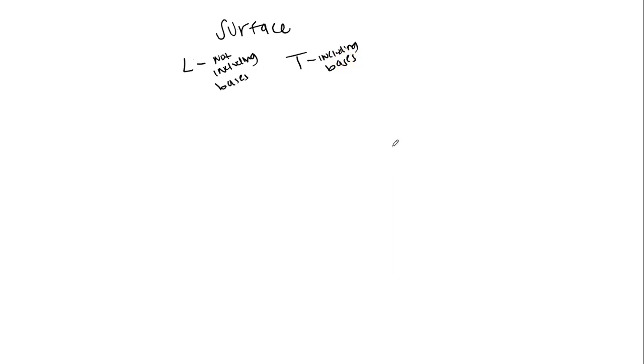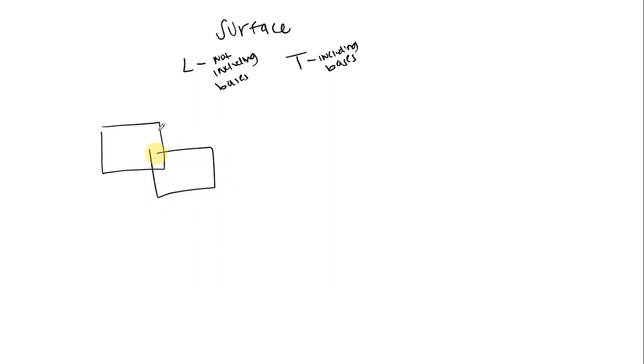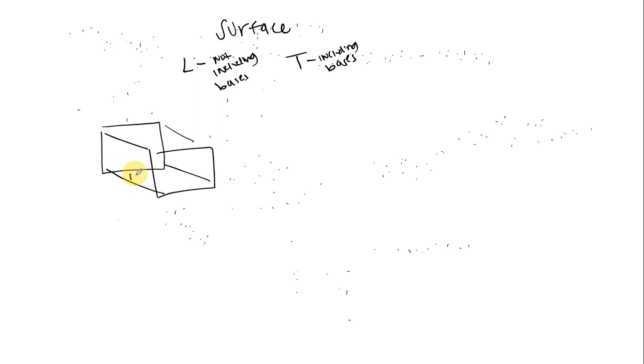So pay attention if it's a word problem, what it's asking you for. If it's saying, oh, he wants to paint everything except the roof and the floor, well, then you know you're doing lateral. But if he's like, I want to paint everything, including the roof and the floor, you know you're doing total. I'm just going to go over quickly the rectangular prism. Okay.